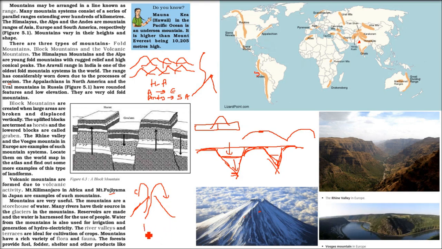Drinking and washing utensils are individual uses. But when we talk about a bigger purview, we use it for irrigation, and also to generate hydroelectricity. So this is very important. Mountains are very important and water is very important. The river valleys and terraces are an ideal situation where you can cultivate crops.